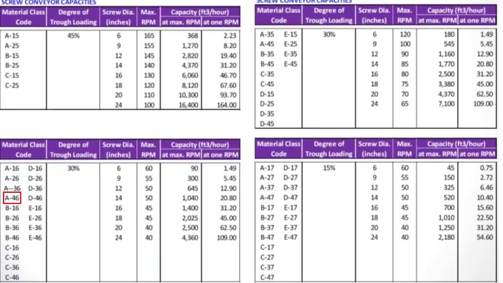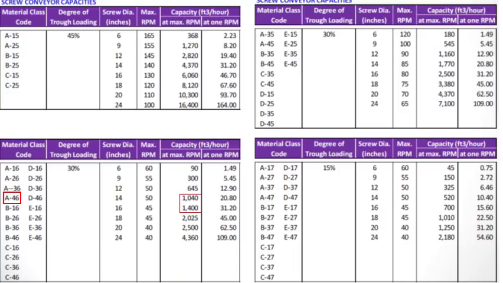So going to these tables, the material class code is A46. That means we have to use this one. Now, I told you tomorrow in the exam, you can use the A35, so you can go to the table at the top right side.